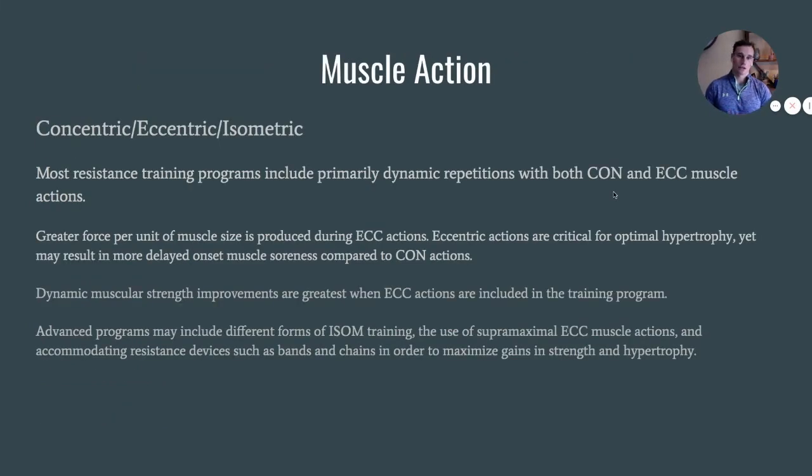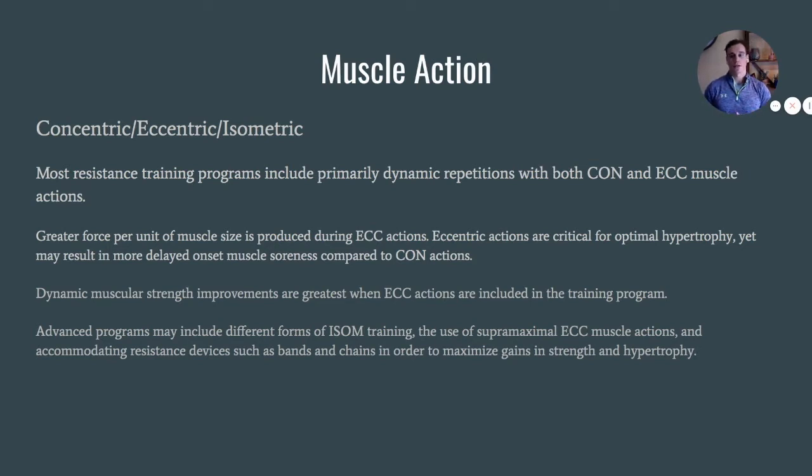Okay, so again, like we said last week, muscle action. We're talking about concentric, eccentric, and isometric contractions. Obviously most resistance training programs include primarily dynamic repetitions that include both a concentric and eccentric muscle action. Obviously inevitably there's going to be some kind of isometric contraction in there too. If we take, say, a back squat, for example, obviously you've got the eccentric phase when you're lowering yourself down to the bottom of the squat.